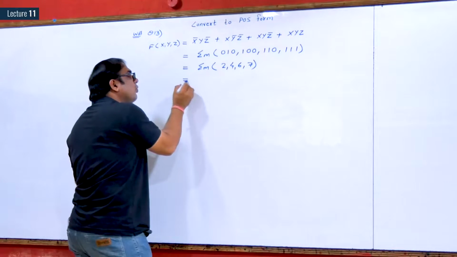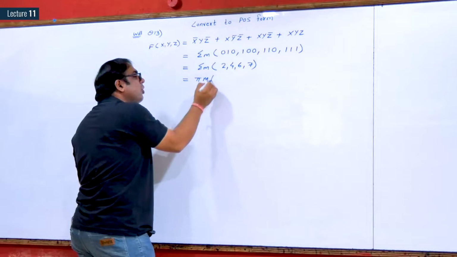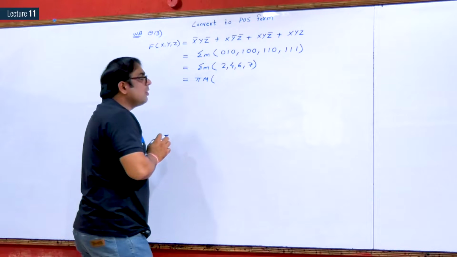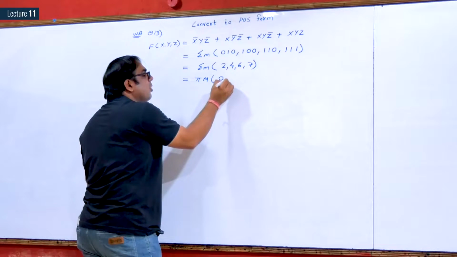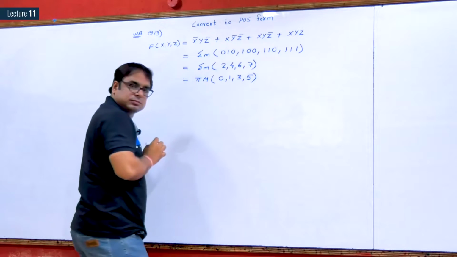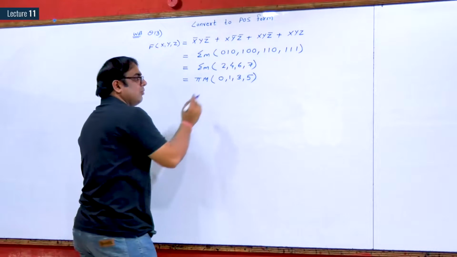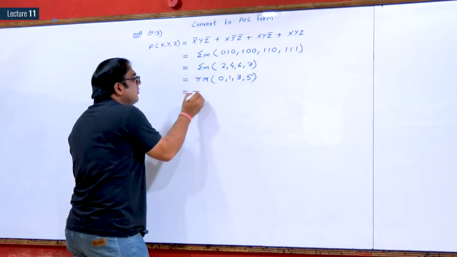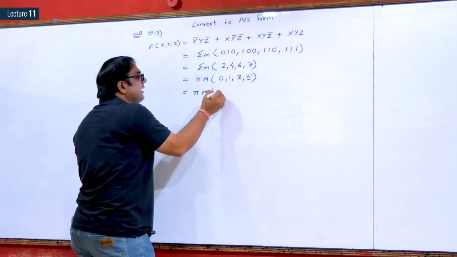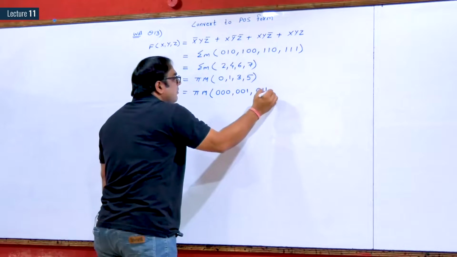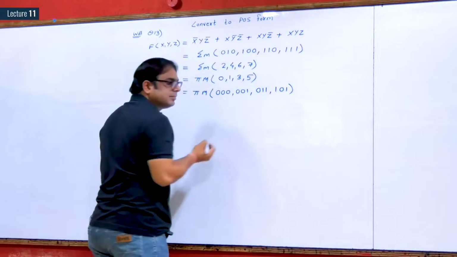Now we know that whatever numbers are not present in the minterms will definitely be maxterms. So the maxterms will be 0, 1, 3, 5. Now we can convert decimal to binary. Converting to binary gives me 000, 001, 011, 101.